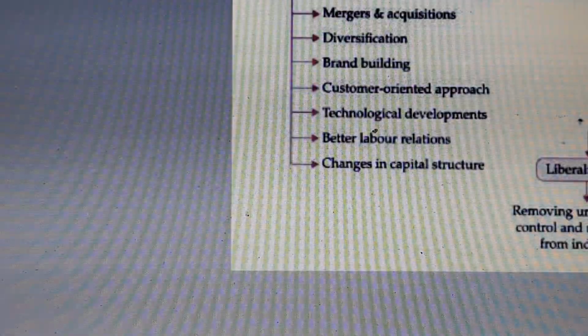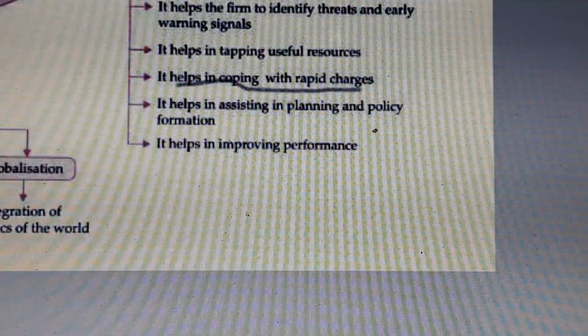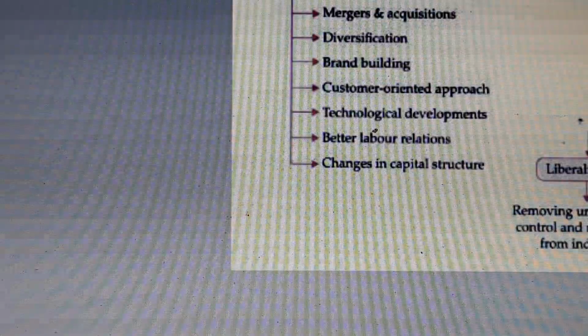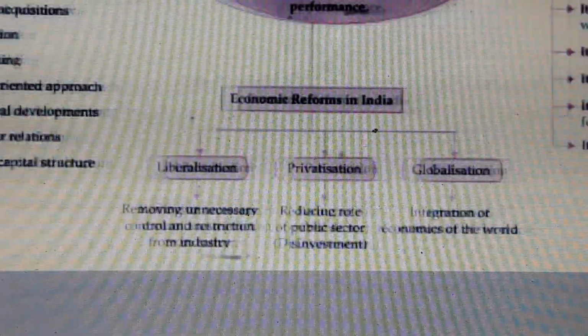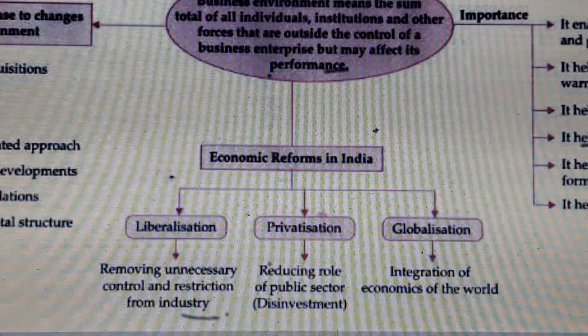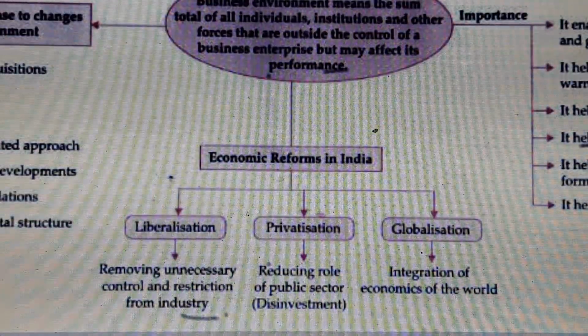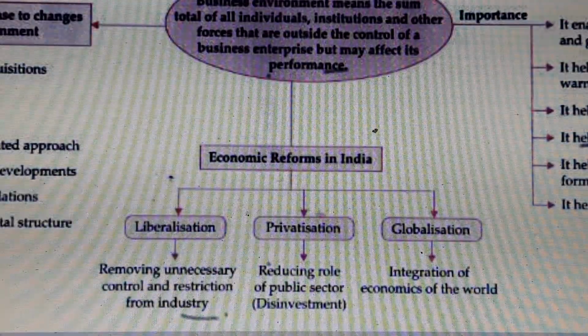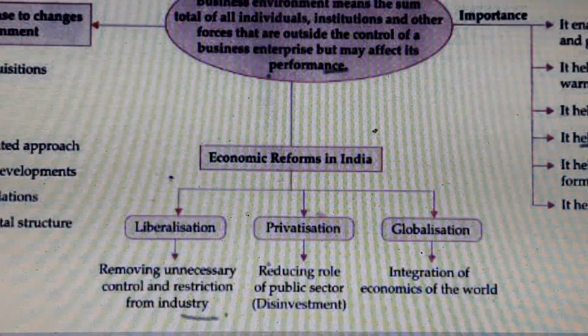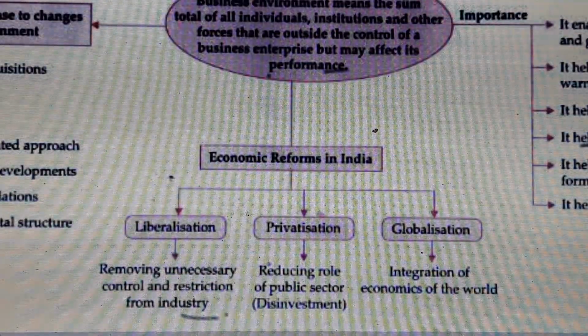Last but not the least, we will have one thing, which is your economic reforms in India. So what were the economic reforms in India in 1991 and 1995? In 1991, the first economic reform was liberalization. The second important reform was your privatization, and in 1995 it went to globalization.